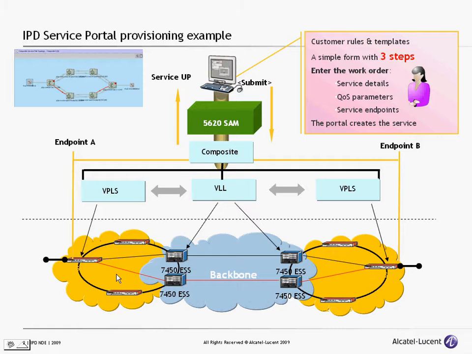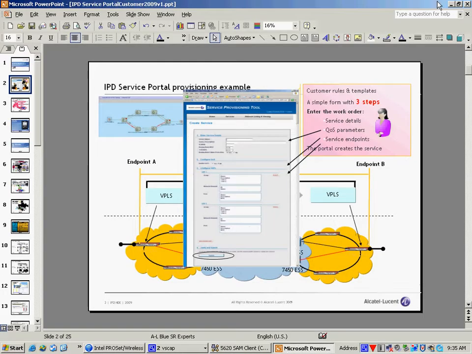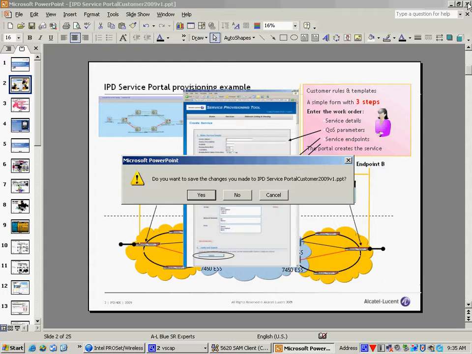In this case, we have two rings. On the left side we have ring 1, and on the right side we have ring 2. Even though the service portal provisions the service, it also provisions the tunnels. I'm going to be demonstrating this through a demo today, and the demo is using a real live network.